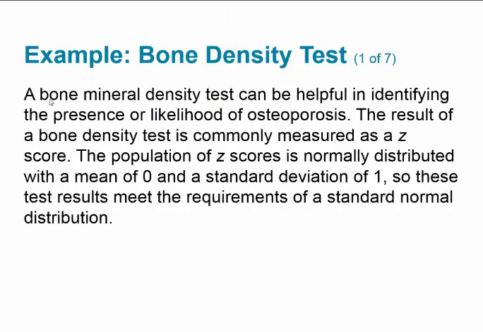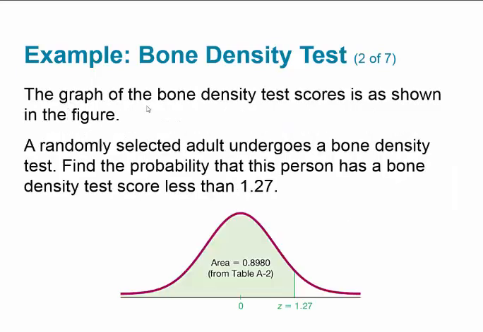So here's an example. A bone mineral density test can be helpful in identifying the presence or likelihood of osteoporosis. The result of a bone density test is commonly measured as a z-score. The population of z-scores is normally distributed with a mean of 0 and a standard deviation of 1. So these test results meet the requirement of a standard normal distribution. So the graph of a bone density test is shown in the figure. So a randomly selected adult undergoes a bone density test. Find the probability that this person has a bone density test of less than 1.27. So when we graph this in a standard normal distribution, the mean z-score is always 0.